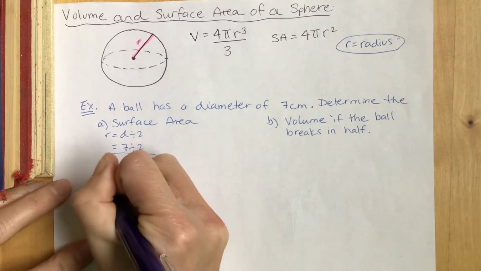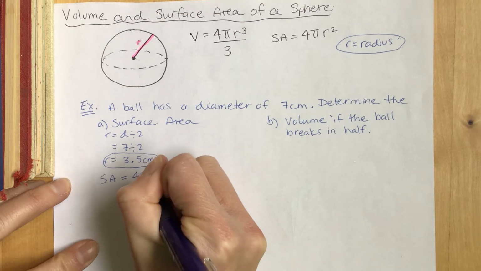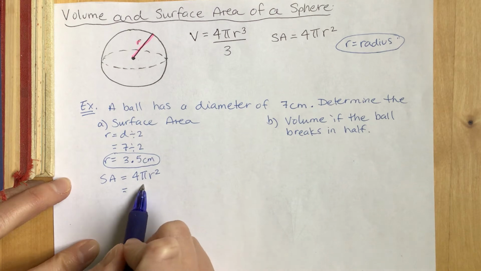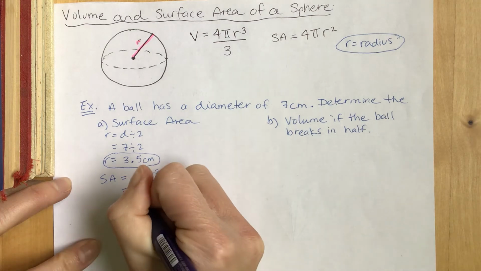So we want to start off by writing down the formula. Surface area is equal to 4 times pi times r squared. So you can use the pi button on your calculator, or you can use 3.14. I'm going to use 3.14, and so if you use the pi button on your calculator, your answer may be slightly different due to the rounding.